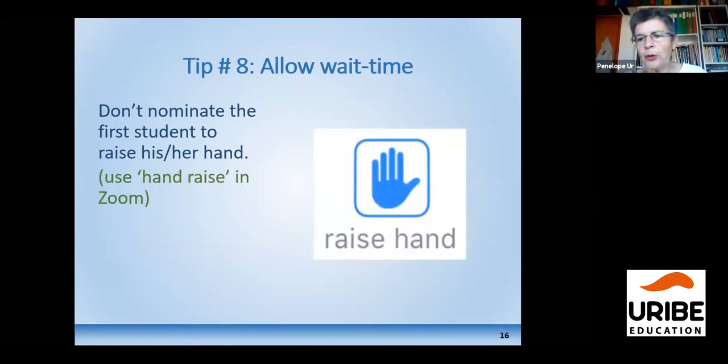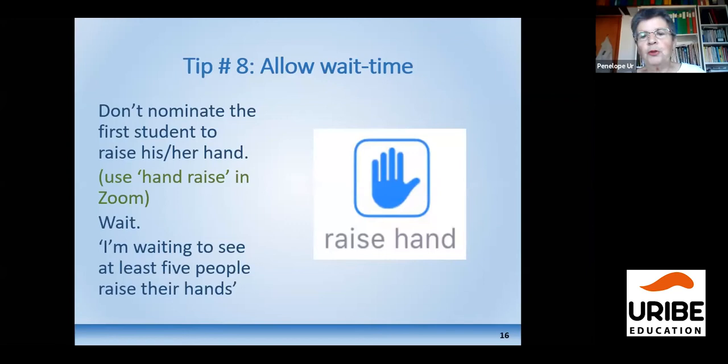Or on Zoom, I don't know how many of you use this, there's a raise hand option. You can ask students to raise their hands. There's an icon at the bottom of the screen where they can vote, and you can say to them, I'm waiting to see at least 5 people raise their hands, whether it's online or face-to-face. I want to see 5 people, and then I'll ask for the answer.